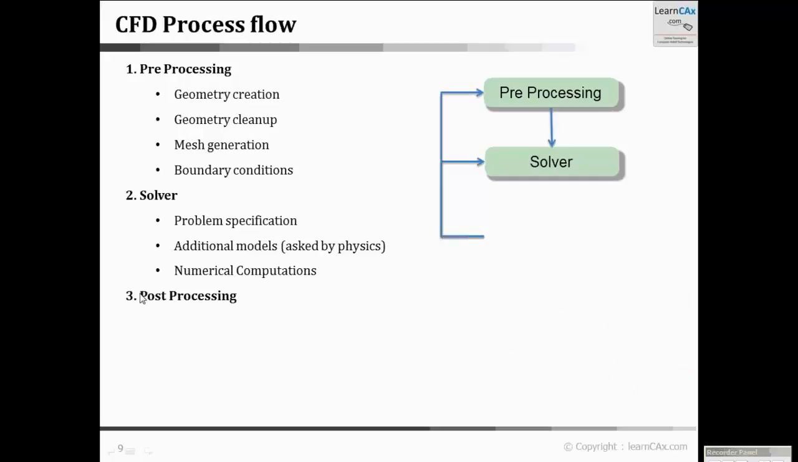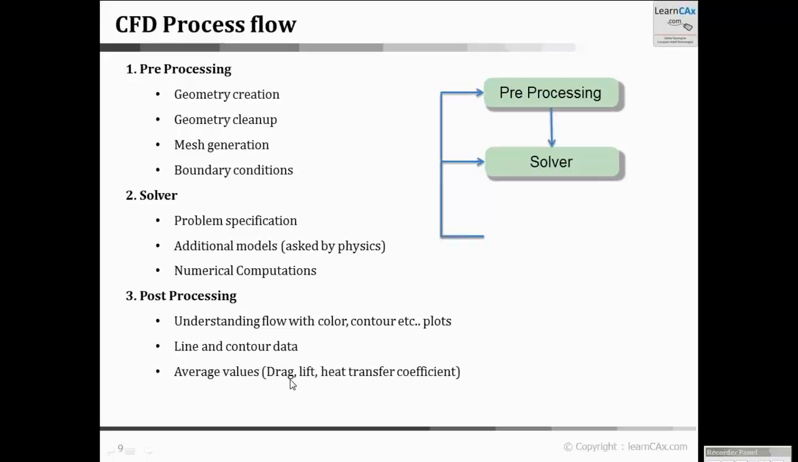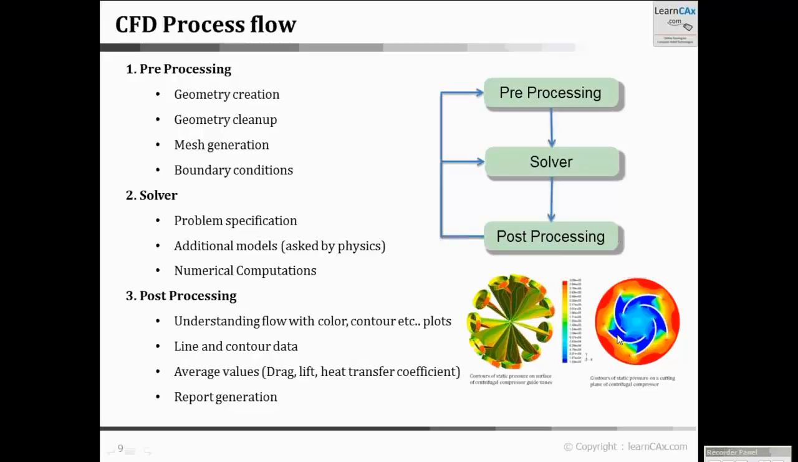The results that we get, we have to analyze in order to make sense of them. That process is called post-processing, in which we visualize the results in the form of contours, colored contours, vectors, and path lines. We can also view data in the form of drag, lift, and other average values. So the last step is basically utilizing the data generated by the software and post-processing it in order to make sense and extract design decisions from it.